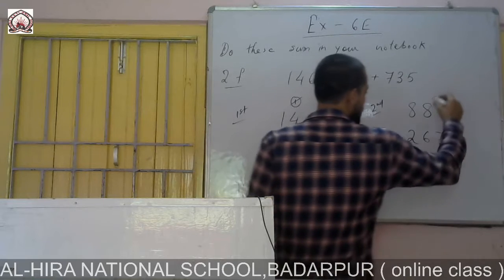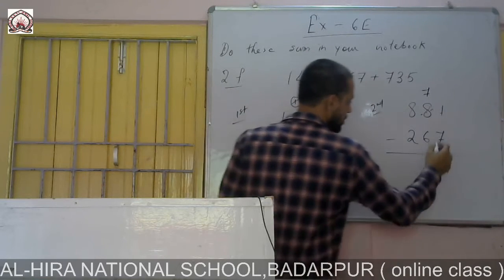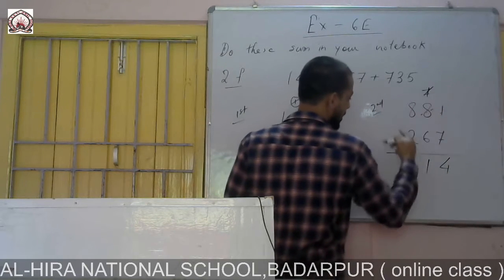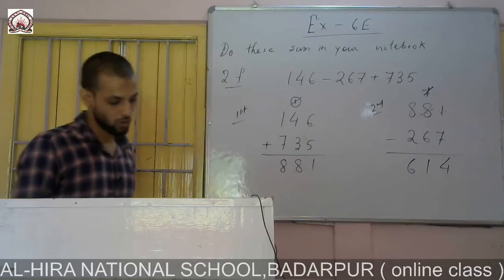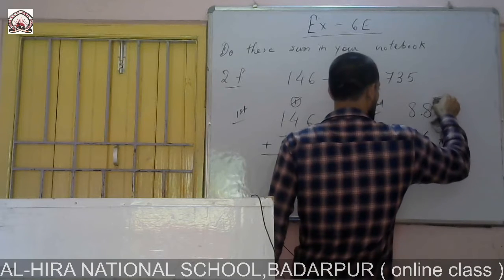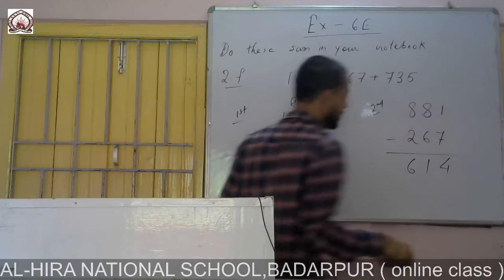So here instead of 8 we'll get 7. So 7 minus 6 equals to 1. Here 8 minus 2 equal to 6. So the answer is 614. Okay.